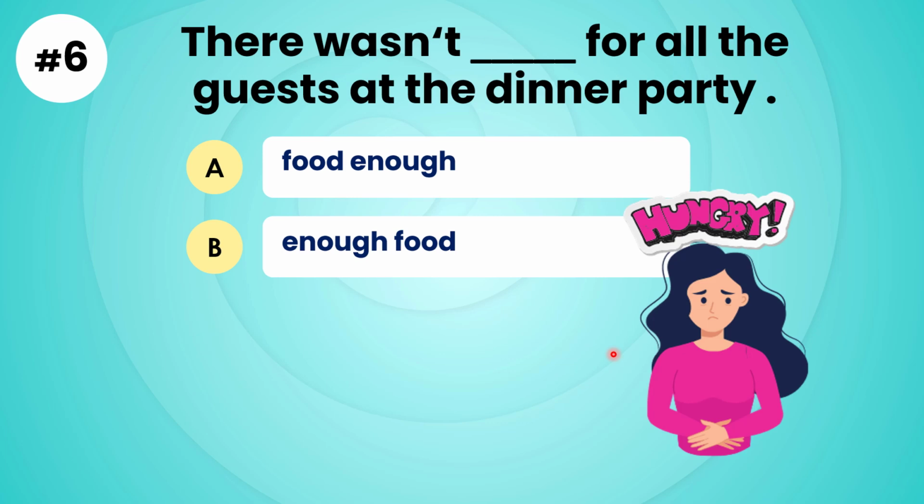Number 6. There wasn't for all the guests at the dinner party. A, food enough, or B, enough food. The correct answer is B, enough food. There wasn't enough food for all the guests at the dinner party. We use enough before nouns and not after.